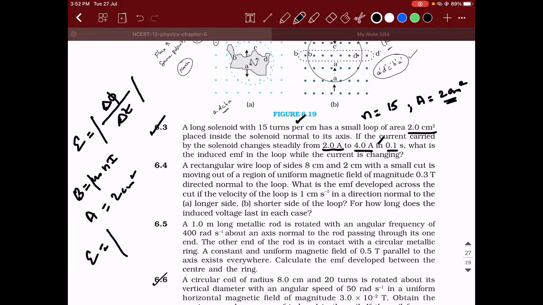So E will be equal to magnitude of mu naught n into I2 into A minus mu naught into n into I1 into A, the whole divided by delta T. Did you guys understand why I wrote mu naught n I2 minus mu naught n I1? Here area is constant. It is because of the current that the magnetic field is changing. It is because of the magnetic field that flux is changing.